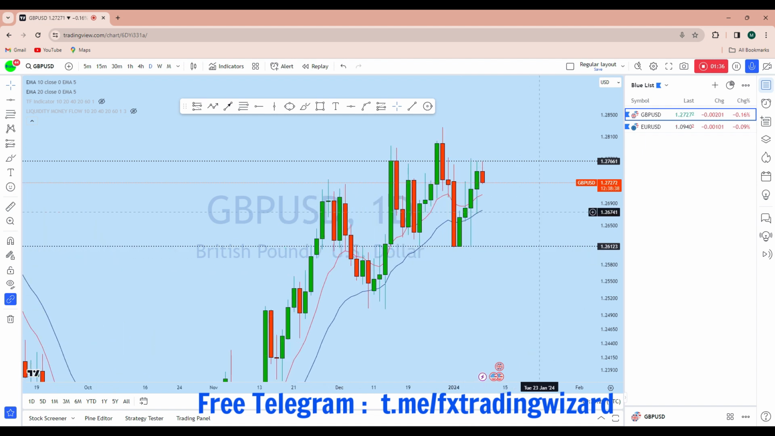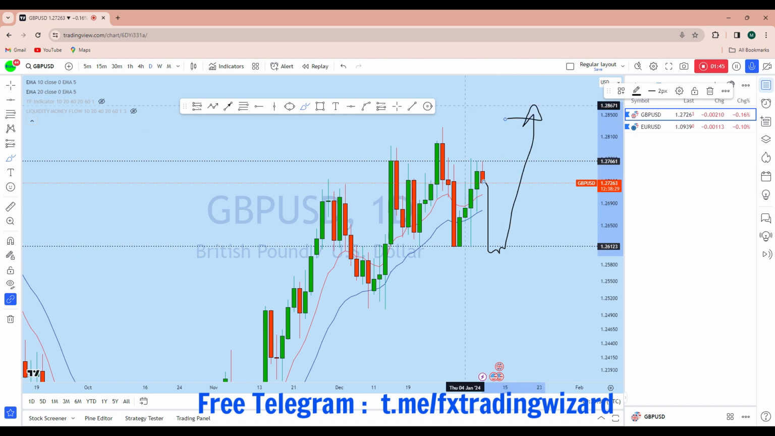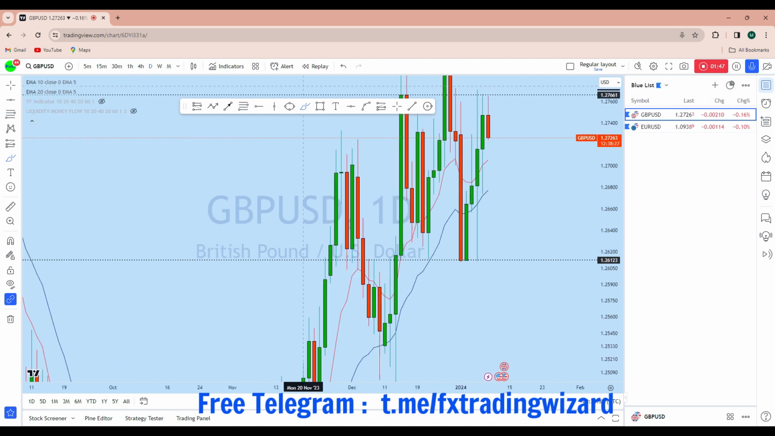As the price moves from liquidity to liquidity, what I think is that GBPUSD might be coming down to break this liquidity zone and then going back up to create a new higher high.